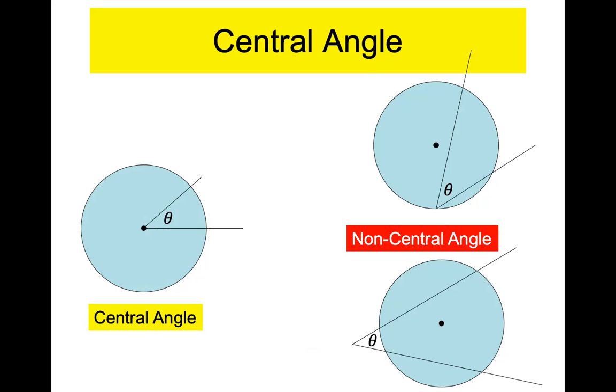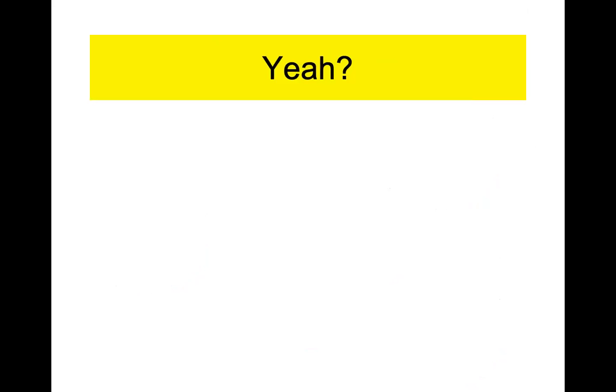It's easy to screw up. Central angle is the easiest one. It's not even a formula. Yet I'll have kids, when I say, what's the central angle? They'll give me this one. Okay? All right. We good?